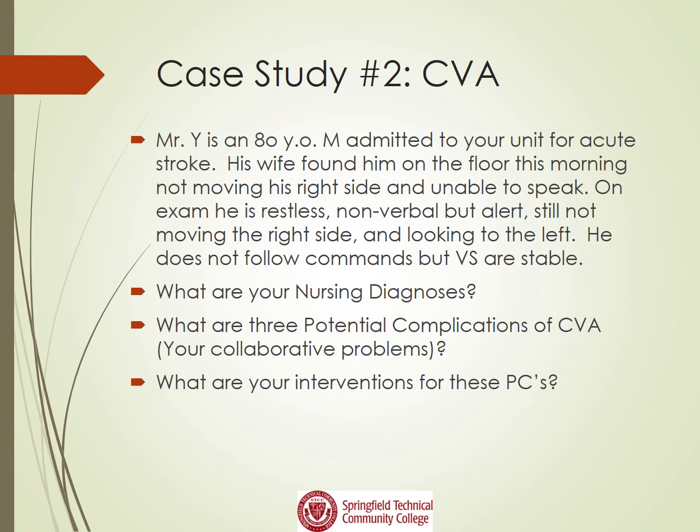Ineffective self-care due to hemiplegia. He can't move his right side. Ineffective communication because he can't speak. What are 3 potential complications of CVA? So a stroke. If you look in your nursing diagnoses handbook, there's a spot for collaborative problems related to medical diagnosis. If you look up stroke, it's like everything, including coma and death, because if your brain is damaged, it's going to affect every other system.